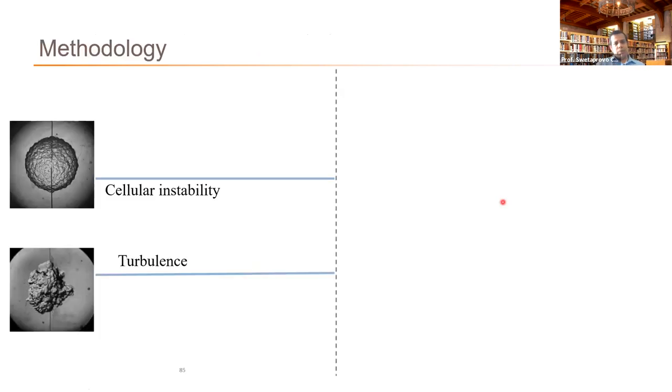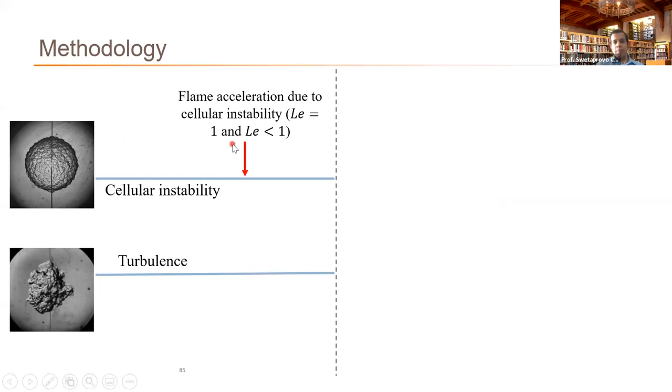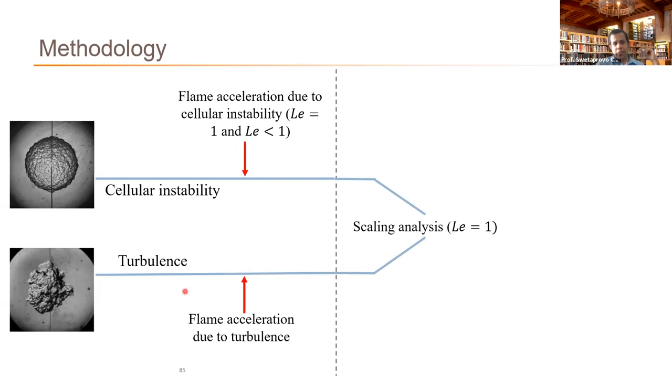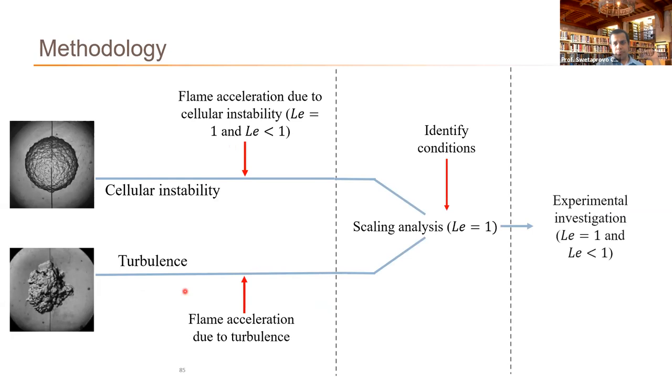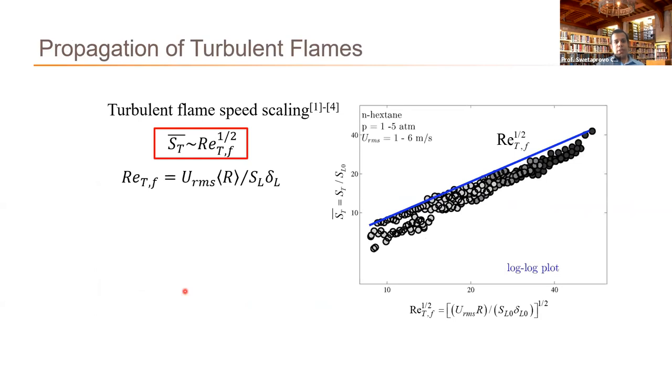The way to do it is the following. This is cellular instability dominated, this is turbulence dominated flame propagation. Here the flame acceleration is due to cellular instability, and here the flame acceleration is due to turbulence. So if you do a scaling analysis for Lewis number one and identify the conditions, you do the investigation for both Lewis number equal to one and Lewis number less than one, and find out the scaling exponents and these conditions. So we have established that the average flame propagation rate scales as Re_T,f to the power of half, whereas Re_T,f is essentially u prime RMS times average R divided by SL times delta L. Now, u prime RMS also scales as R to the power of 0.33.